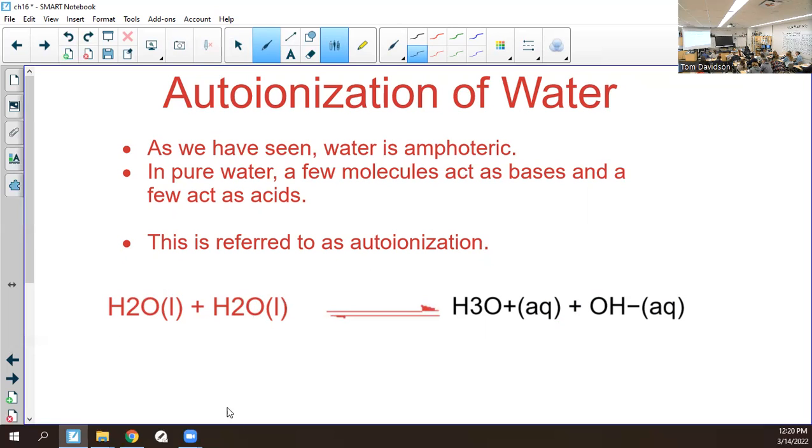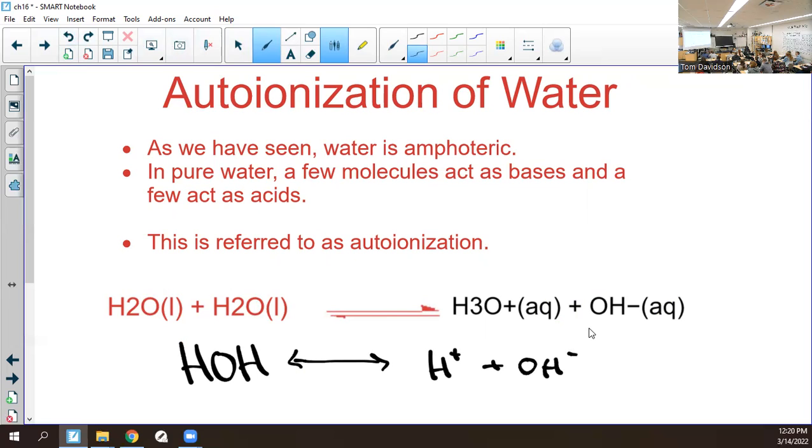This is the long way to write it. Another way to write it is H2O dissociates into H plus and OH minus. It might not look like the same reaction, but that's the same reaction. When two water molecules collide to form H3O plus and OH minus, we call that autoionization. When one falls apart to form H plus and OH minus, we also call that autoionization.